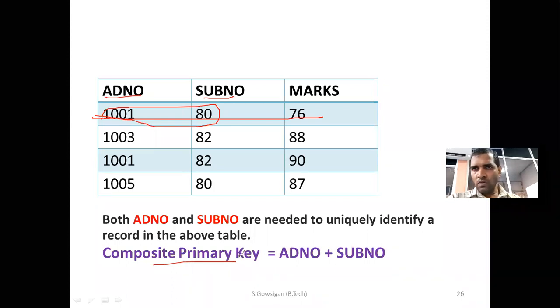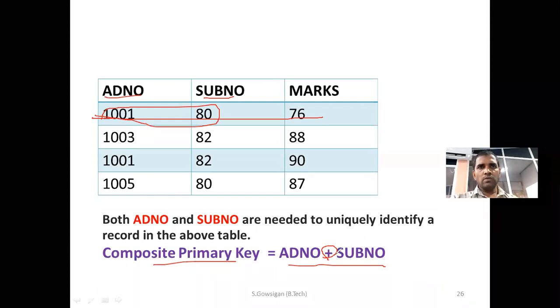So when you write composite primary key, you have to write them together. Better put a plus symbol between both fields: admission number plus subject number. Even you can put admission number and subject number, or even a comma, admission number, comma, subject number. But plus is the most appropriate method for showing composite primary key, right?